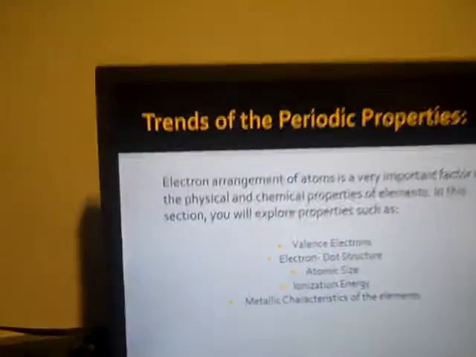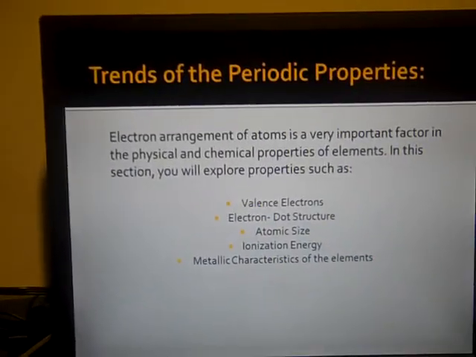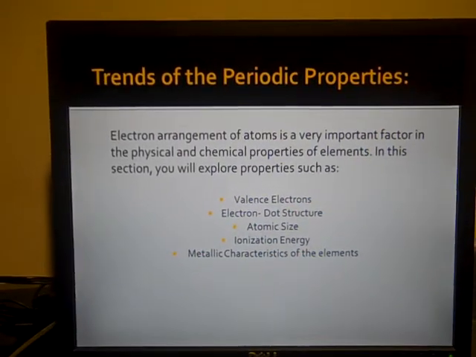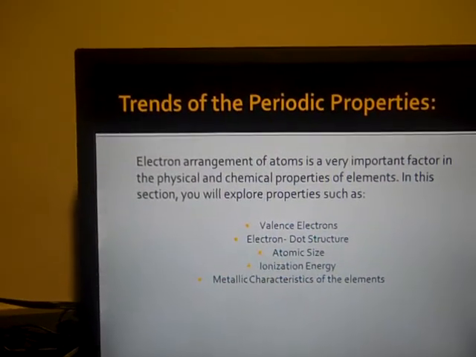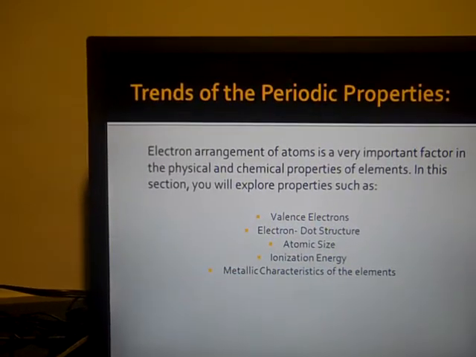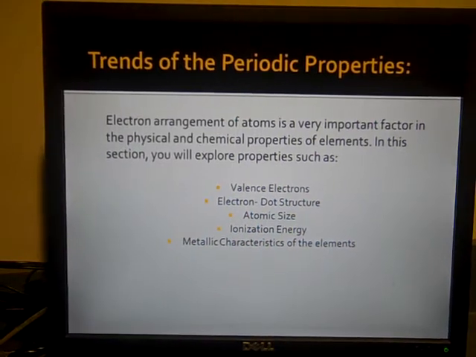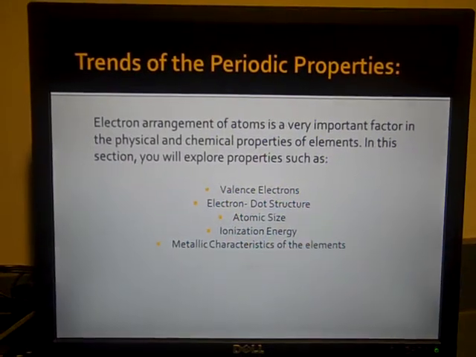Hi, I'm Mariah, and I'll be talking about the trends of the periodic properties. Electron arrangements are a very important factor for the physical and chemical properties of an element. In this section, we'll be talking about valence electrons, electron dot structure, atomic size, ionization energy, and metallic characteristics.